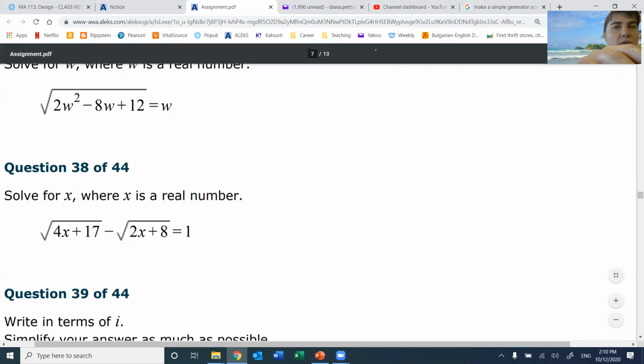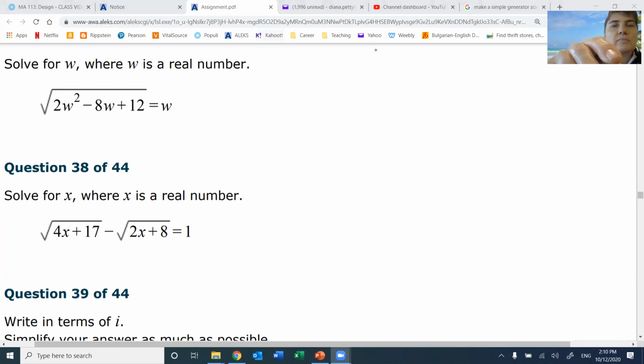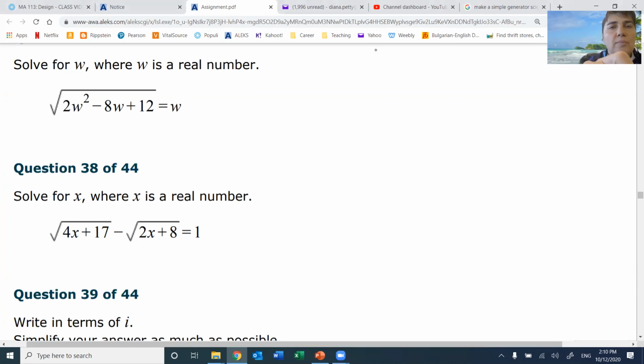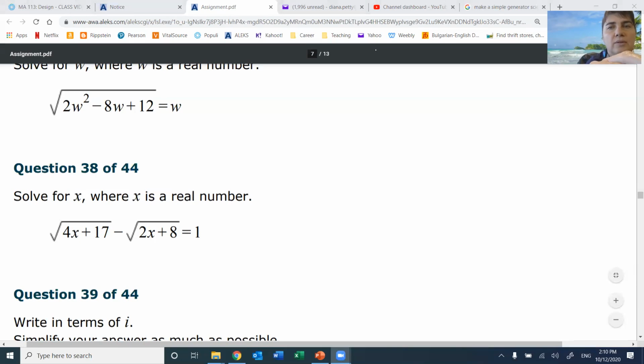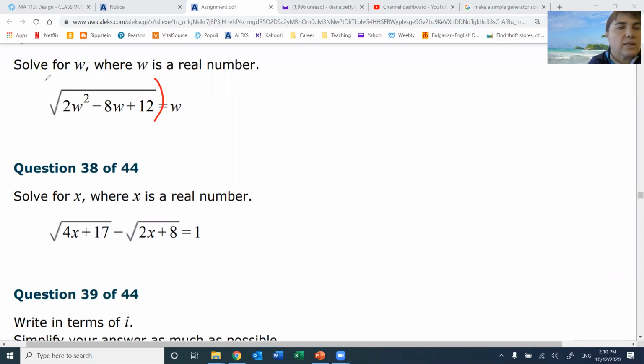Square both sides, square both sides. Now I lost my drawing. Why? What happened? What did I do? Oh, here is my drawing. Yeah. So square both sides, right?